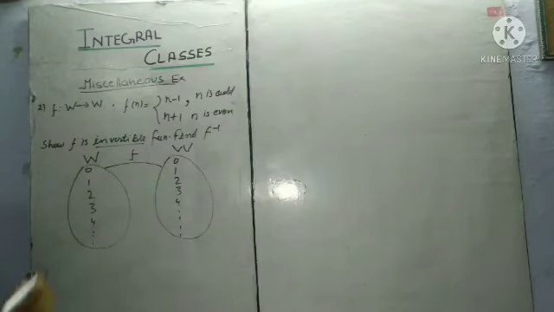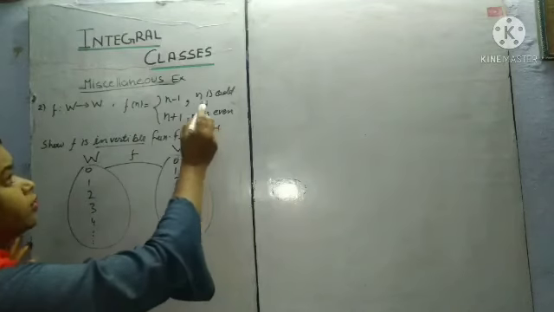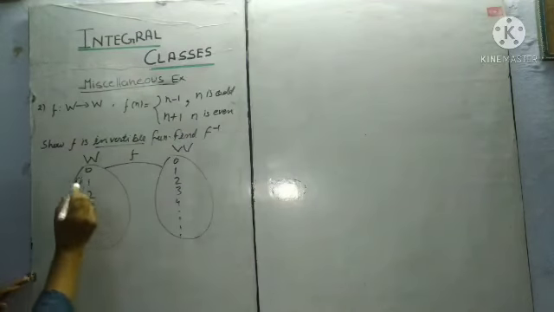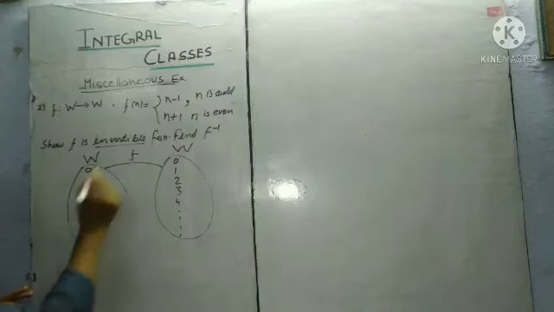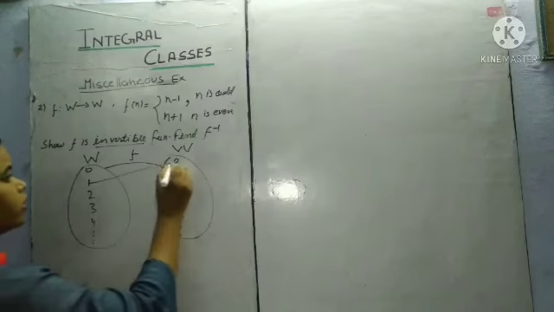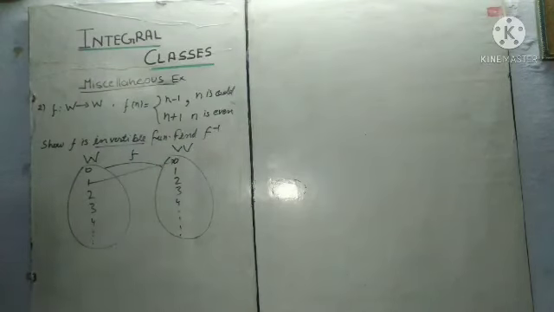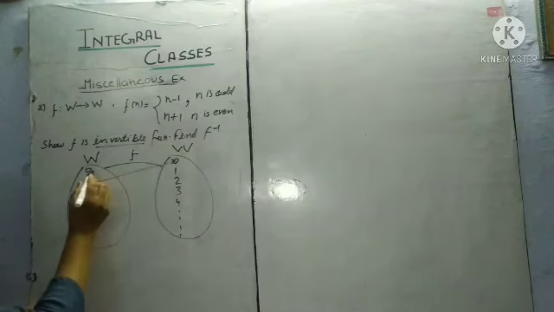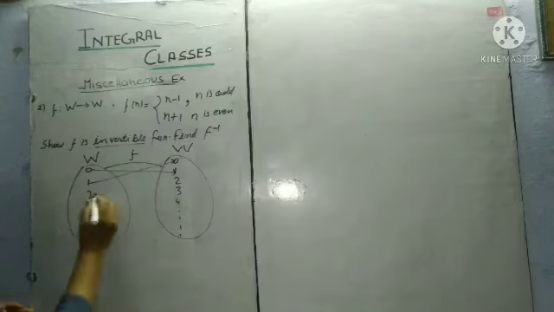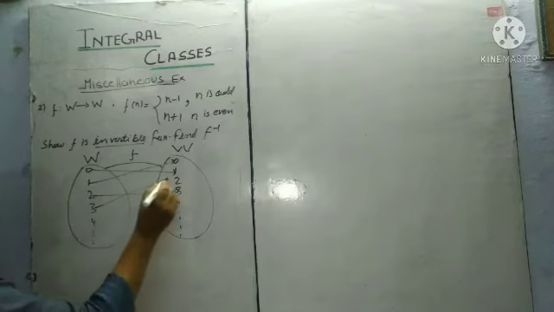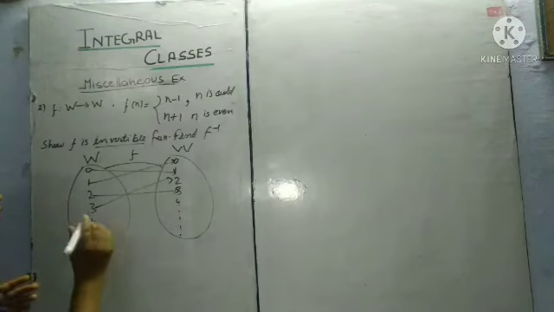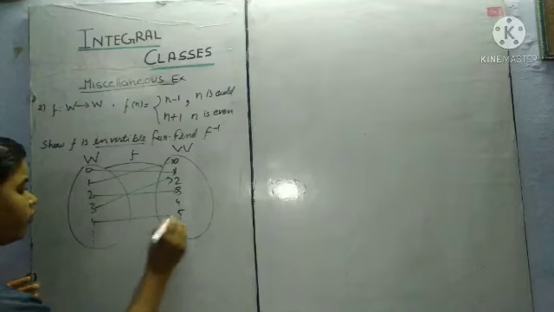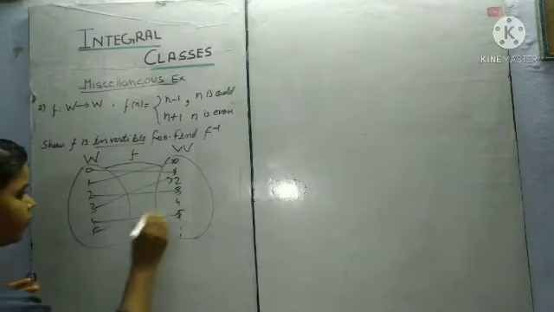So student, here are two conditions. When n is odd, suppose we take 1, and we will get 1 minus 1, 0. So the image of 1 is 0. Now n is even, we will consider 0, which is even. So for 0, we will get 1. Now when n is even, it means 2, 2 plus 1 is 3, and 3 is odd, 3 minus 1 is 2, and 4 is even, 4 plus 1 is 5, and 5 is odd, 5 minus 1 is 4.